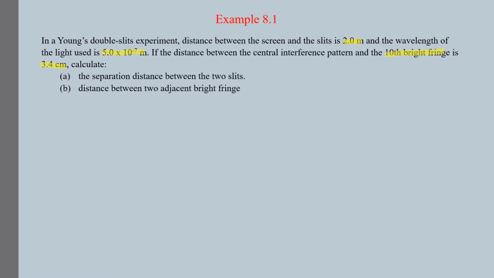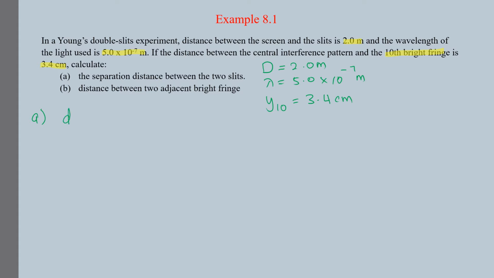Okay, so we list all the information given first. So D is equal to 2.0 meter. Wavelength equals 5.0 times 10 power of negative 7 meter. Ym, or Y10, is equal to 3.4 centimeter. Okay, A, the separation distance between the two slits.